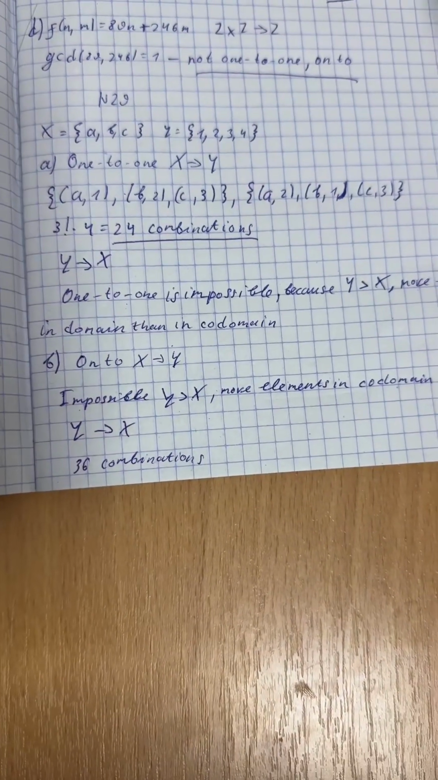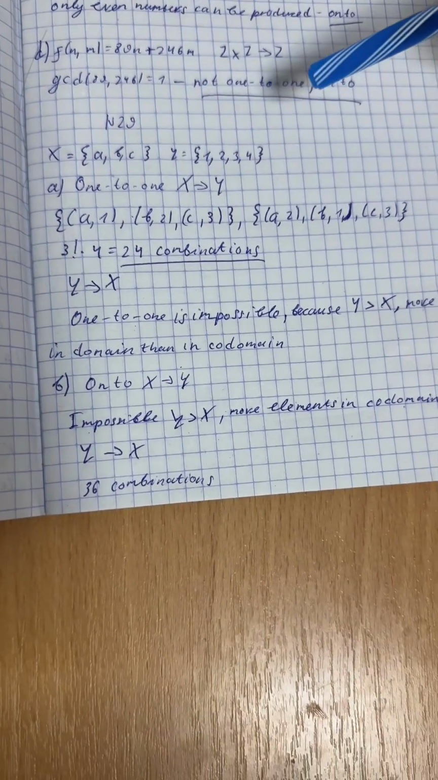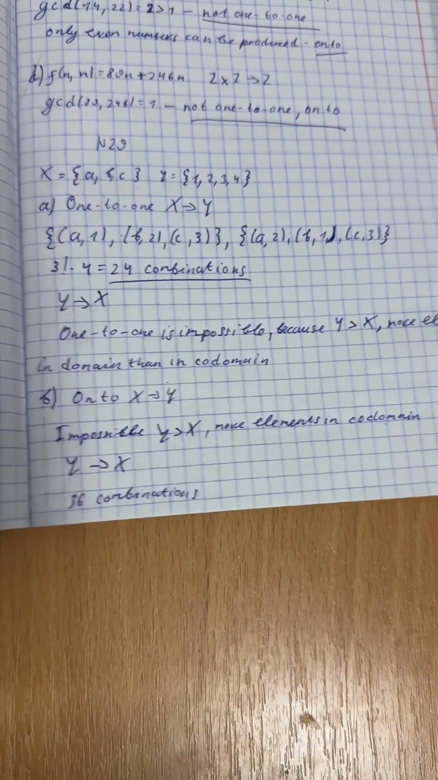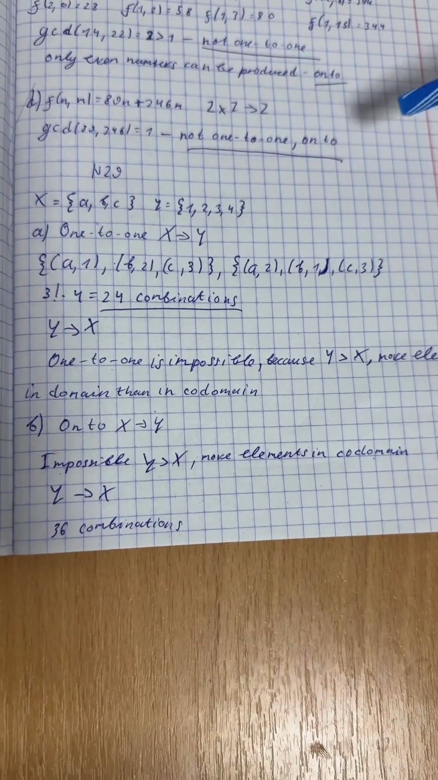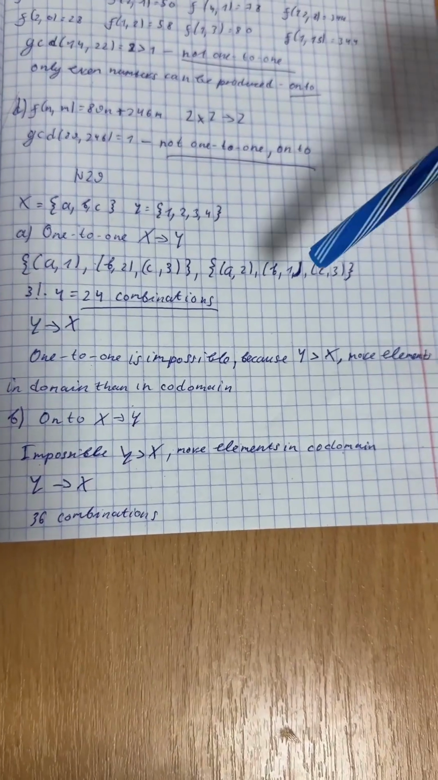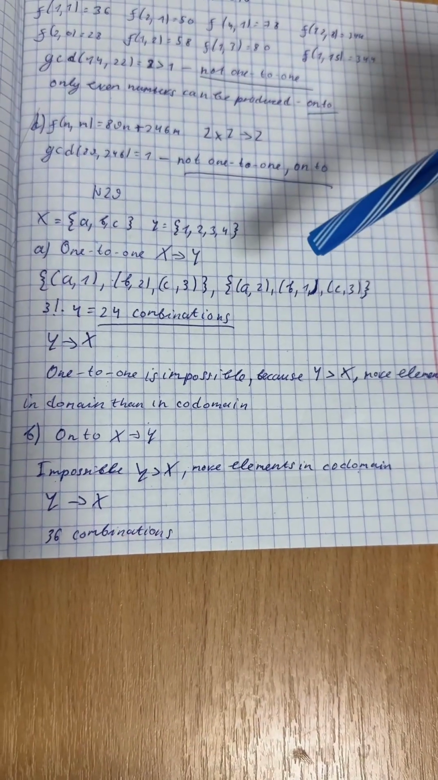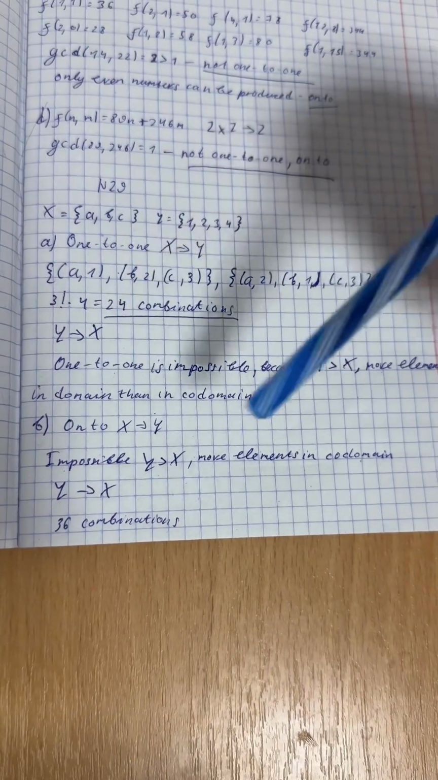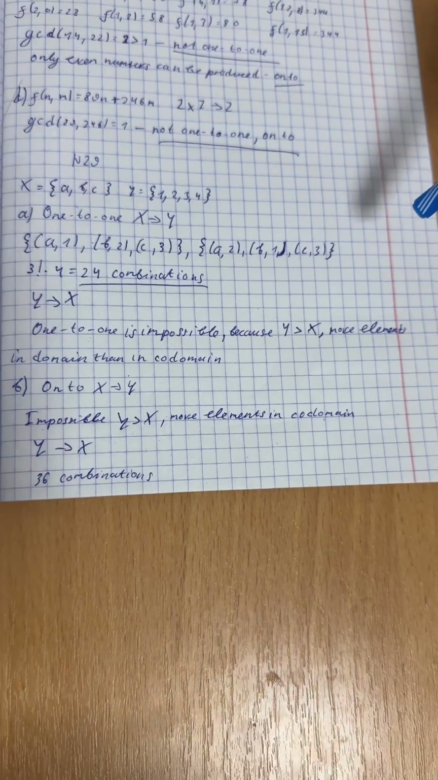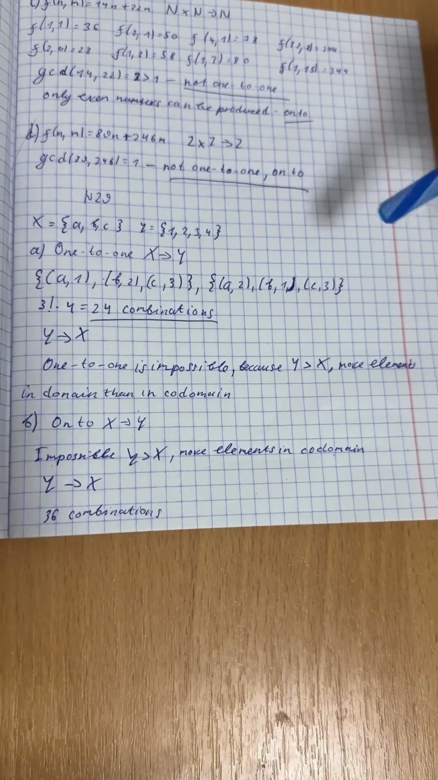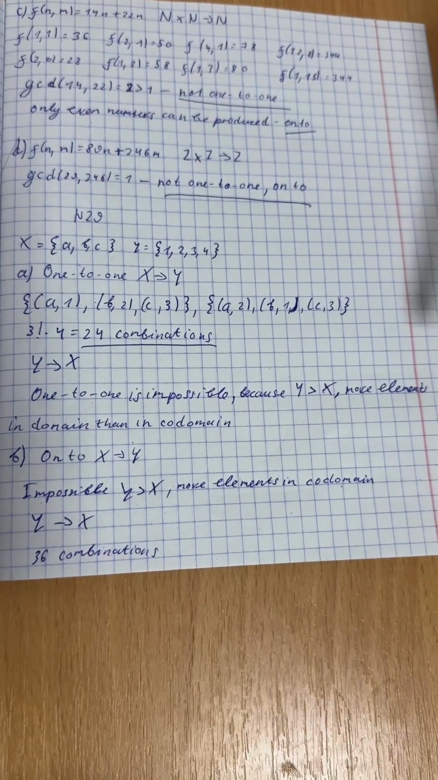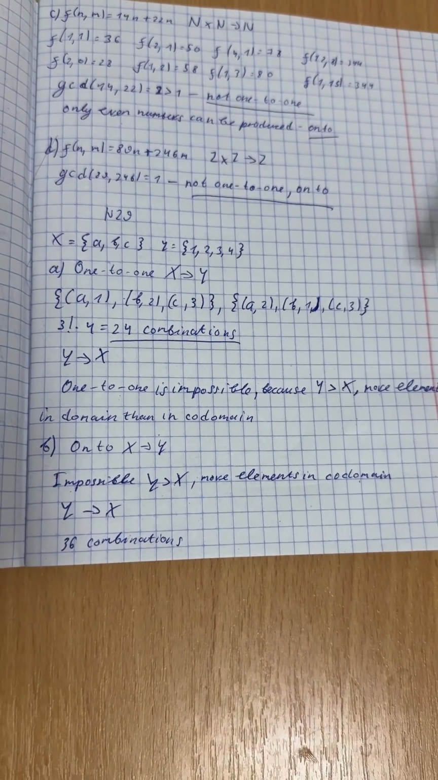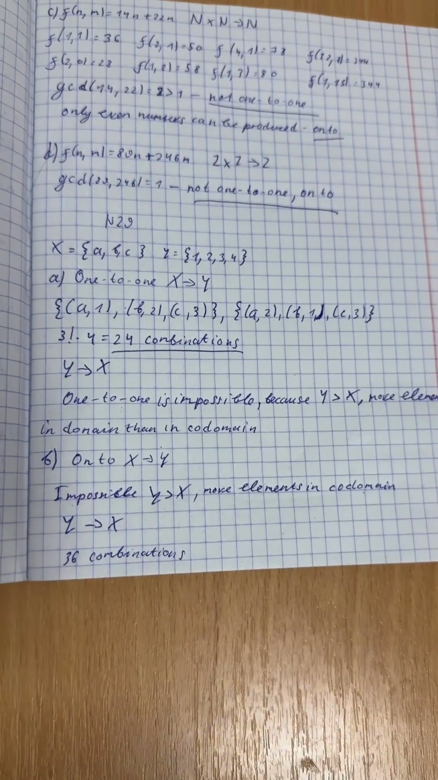Here we have two sets x and y, and we can create one-to-one functions. Here are two examples of functions, so we can get 24 combinations of that. And from y to x, one-to-one is impossible because there are more elements in y than in x, and more elements means that in the domain we have more elements than in the codomain, and that's impossible. So 0 combinations for this.